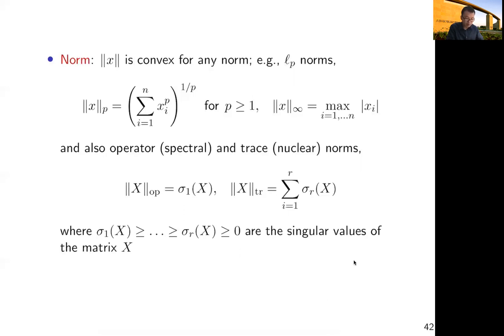Moreover, the trace norm, or nuclear norm, is the sum of the singular values. These norms will come back in the remainder of the lecture and later in this course. This is essentially the same as the one norm on the spectrum.